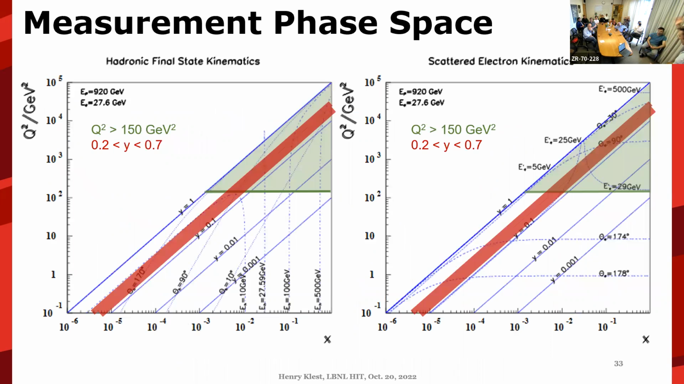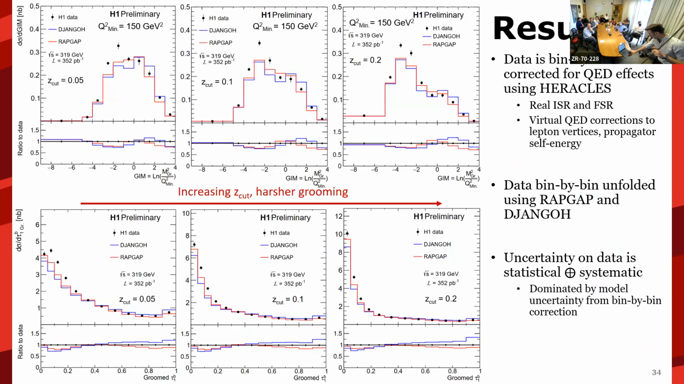So now we're going to do a measurement. We have some phase space in DIS that we cover. So the measurement phase space that we're covering here is Q squared greater than 150, so Q of 12 or so and greater. And then inelasticity y between 0.2 and 0.7. If you're wondering why that y, I can explain more, but I'll keep going.